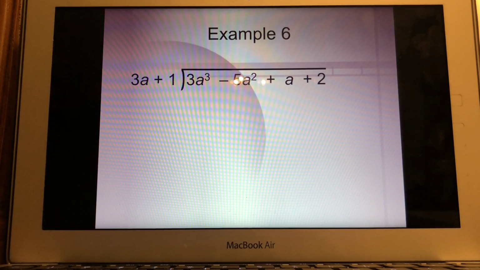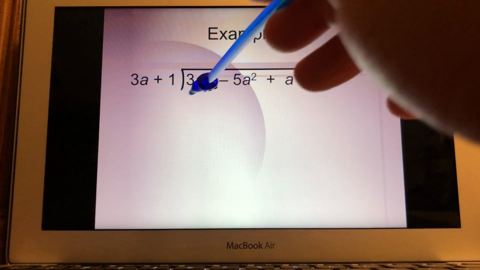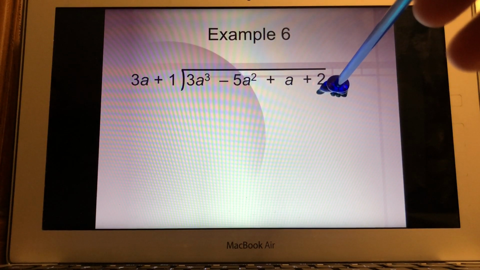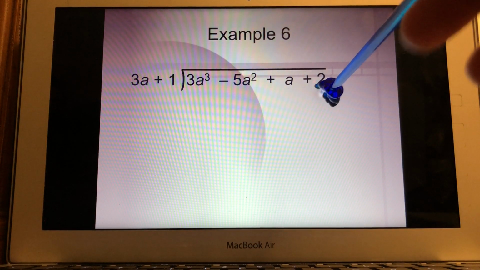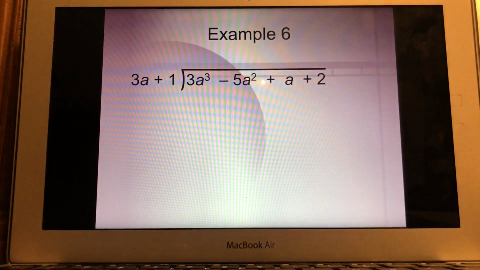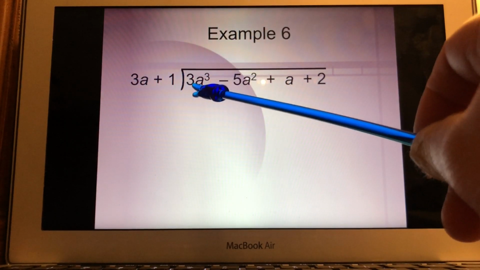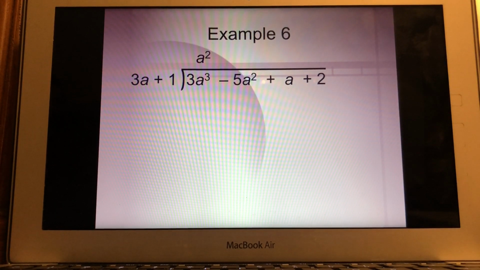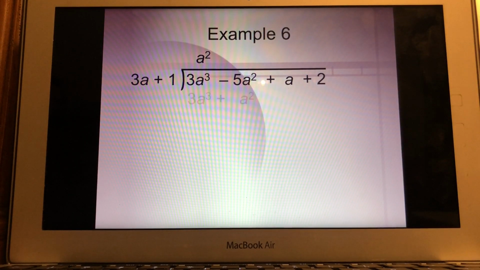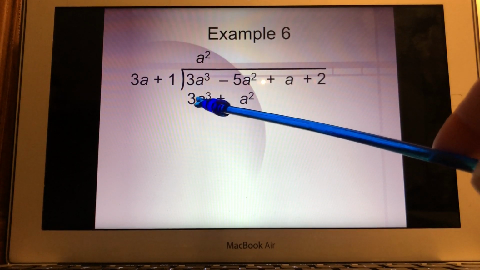I have 3a plus 1 and 3a cubed minus 5a squared plus a plus 2. This polynomial divided by 3a plus 1. So what am I going to look at? I'm going to look at 3a. What times 3a is going to give me 3a cubed? That's going to be a squared, right? 3a times a squared. So that's going to give me 3a cubed, okay?